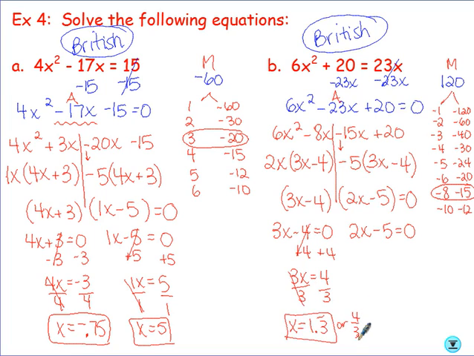On this one, I have to add 5 to both sides. I am left with 2x equals 0 plus 5 is 5. Divide by 2. X equals 5 divided by 2 is 2.5. And hopefully you got that one right.